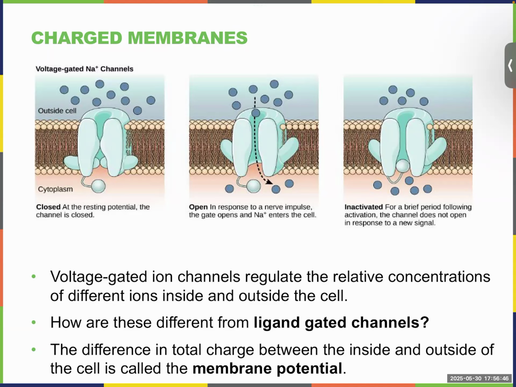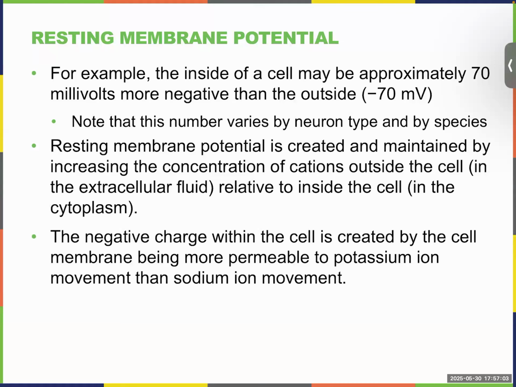Resting neurons have a resting membrane potential, or difference in charge across the membrane, of usually minus 70 millivolts. Okay, so it's that much more negative on the inside than the outside. Now that's not always the exact number. So this resting membrane potential is created and maintained by increasing the concentration of cations outside the cell compared to the inside of the cell, so that's why it could be negative. And remember, it's 3 sodium outside to 2 potassium on the inside.